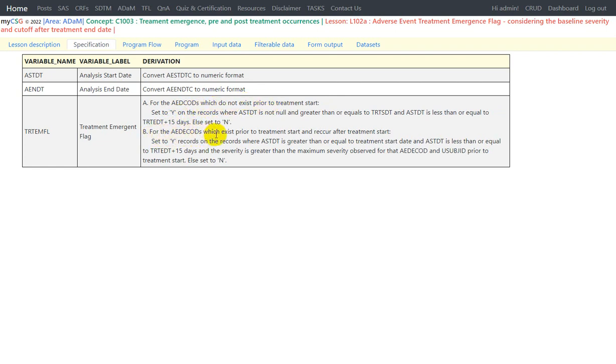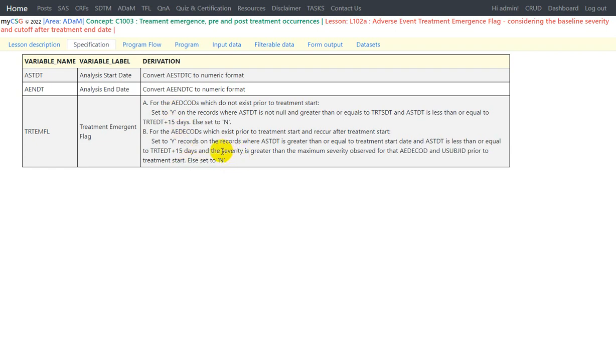But for the AEDECOD codes which exist prior to treatment start and recur after treatment start, we are being asked to set to Y on the records where ASTDT is greater than or equal to treatment start date and ASTDT is less than or equal to TRTEDT plus 15, and the severity is greater than the maximum severity observed for that AEDECOD code and subject ID prior to treatment start. And for everything else, we are being asked to set to N.